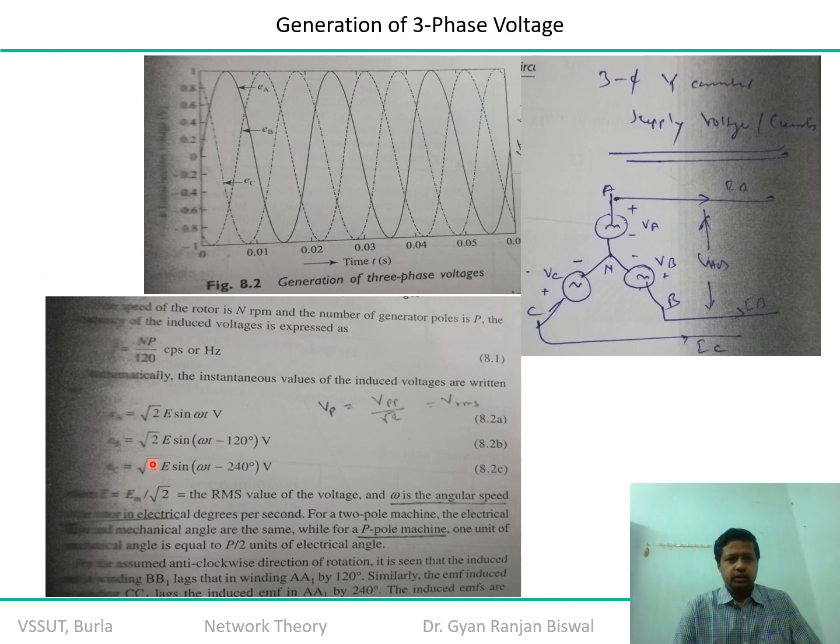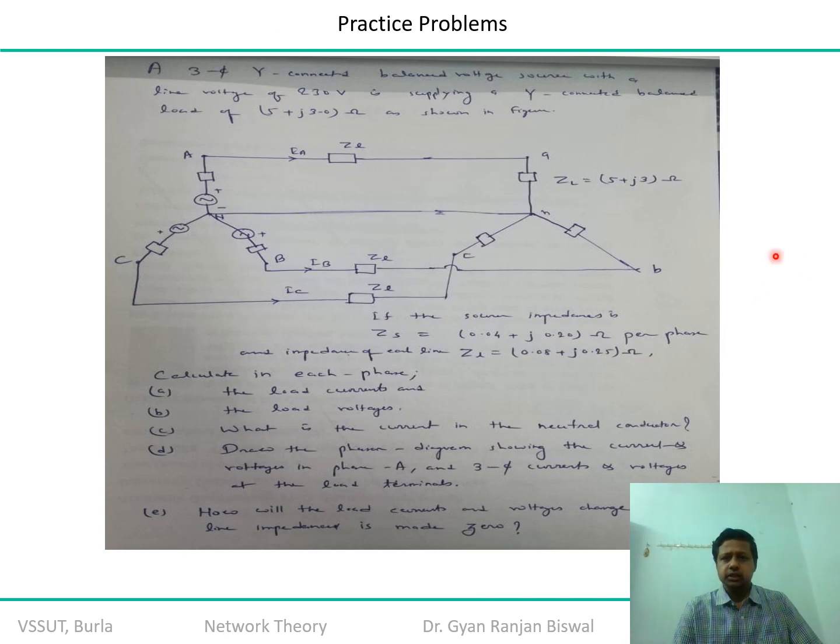Understood? Then the values of VA, VB, VC are all displaced from each other by a 120-degree phase shift. So if VA is operating at 0 degree, zero phase angle, then VB is operating at minus 120 degree and VC is operating at plus 120 degree, or minus 240 degree. Clear? So I guess you would be able to appreciate it.